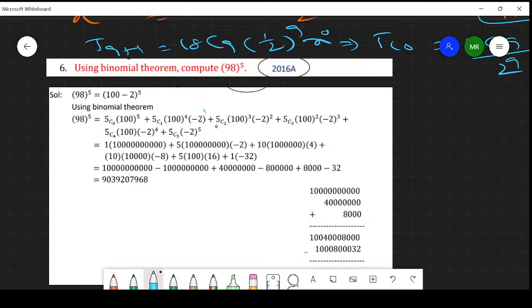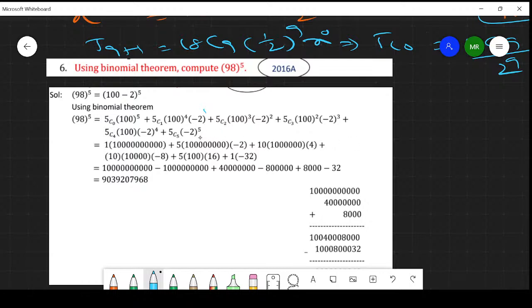5C2, 100 power 5 minus 2, that is 3, minus 2 whole power 2. 5C3, 100 power 5 minus 3, that is 2, minus 2 whole power 3. The suffix will be the power of the second term of the binomial. Plus 5C4, 100 power 5 minus 4, minus 2 whole power 4. 5C5, 100 power 5 minus 5, that is 0, minus 2 whole power 5. This is the binomial expansion.